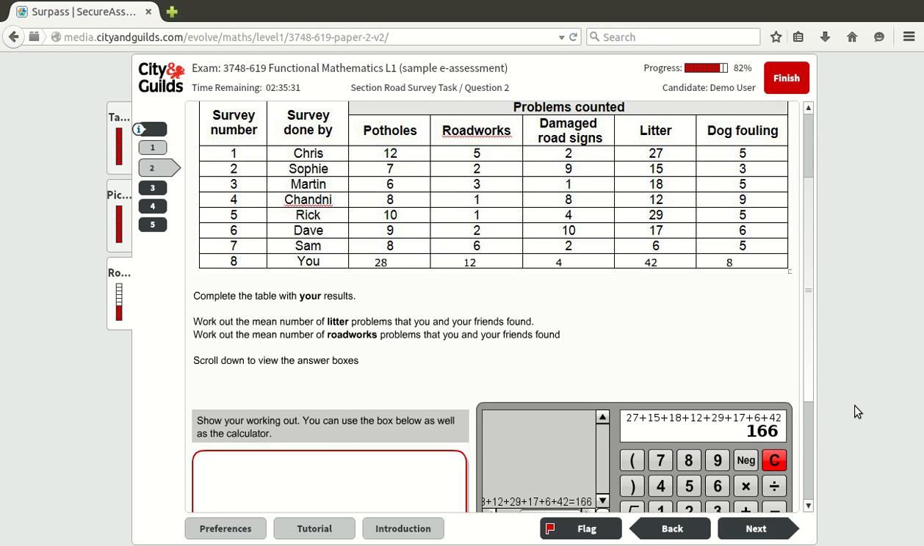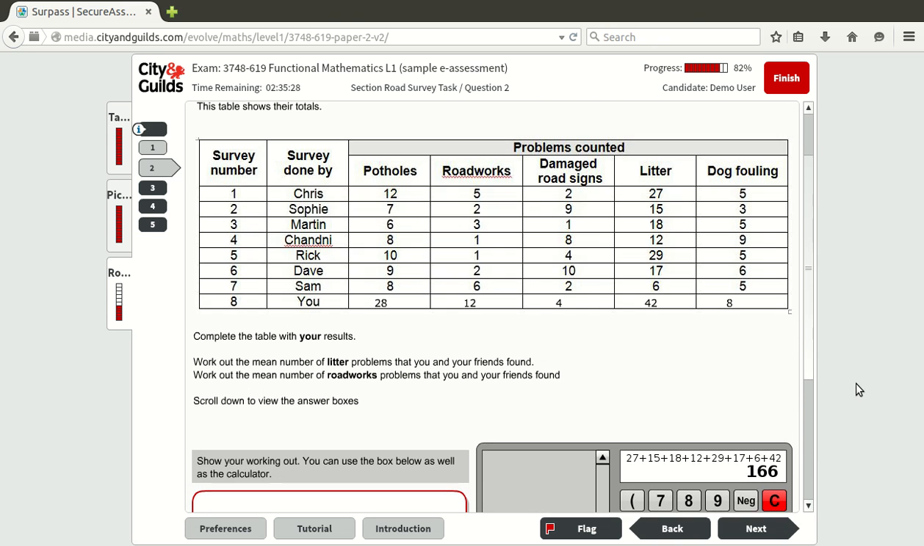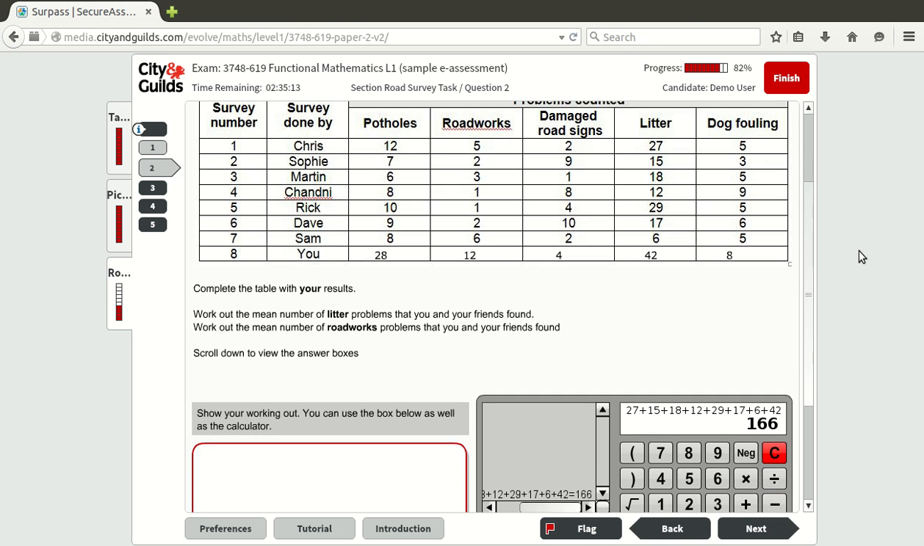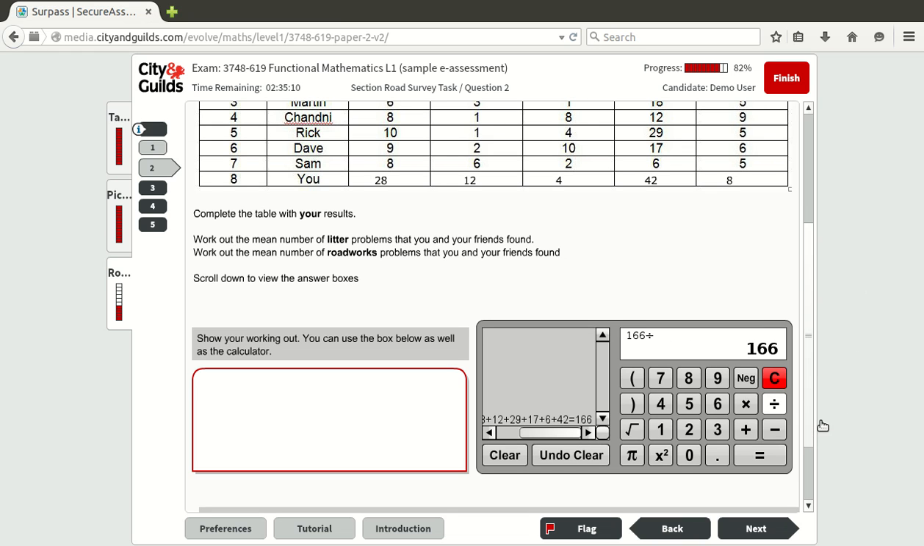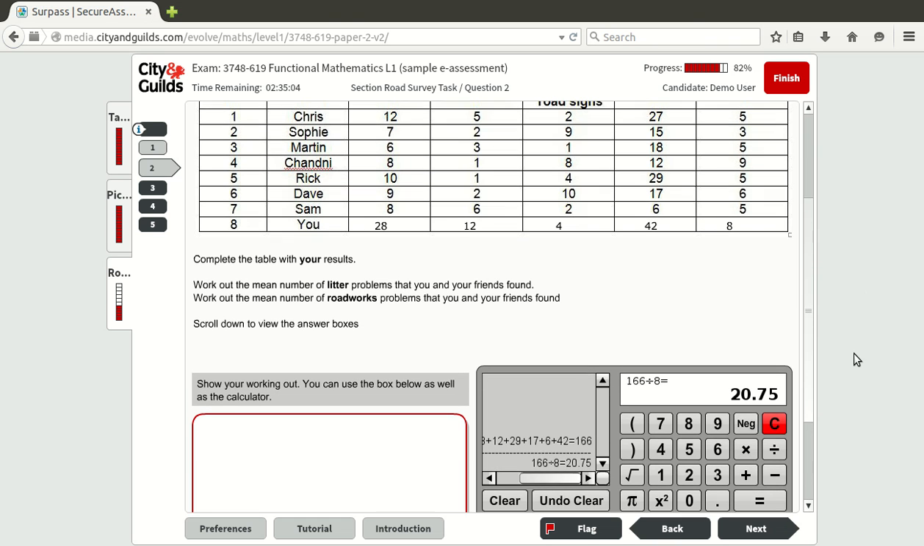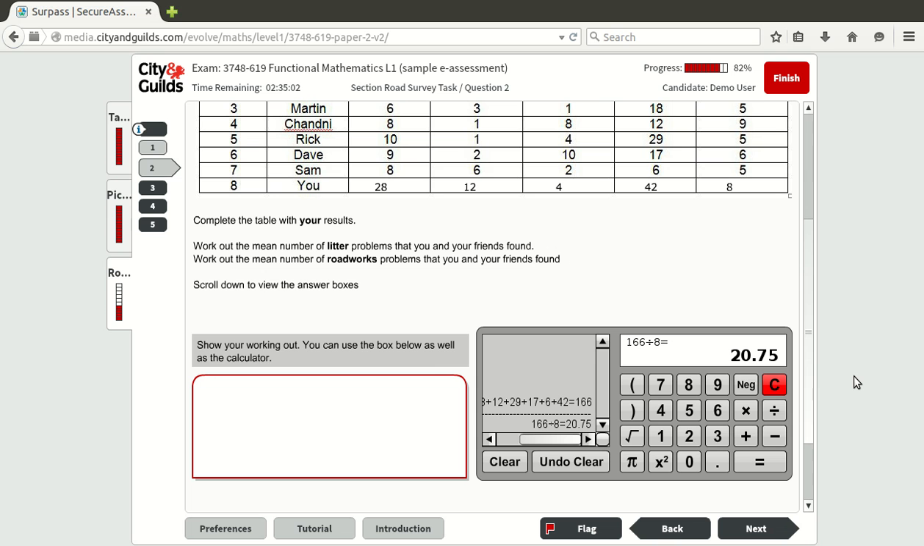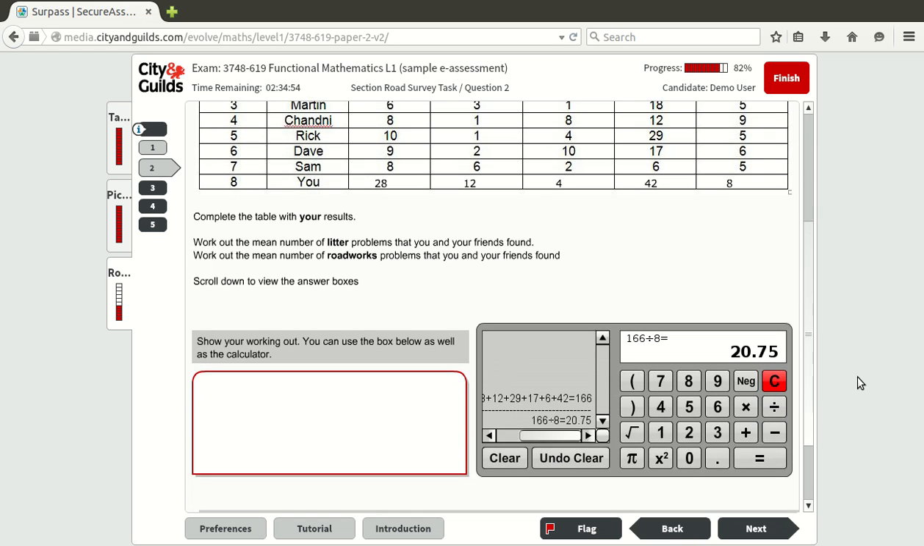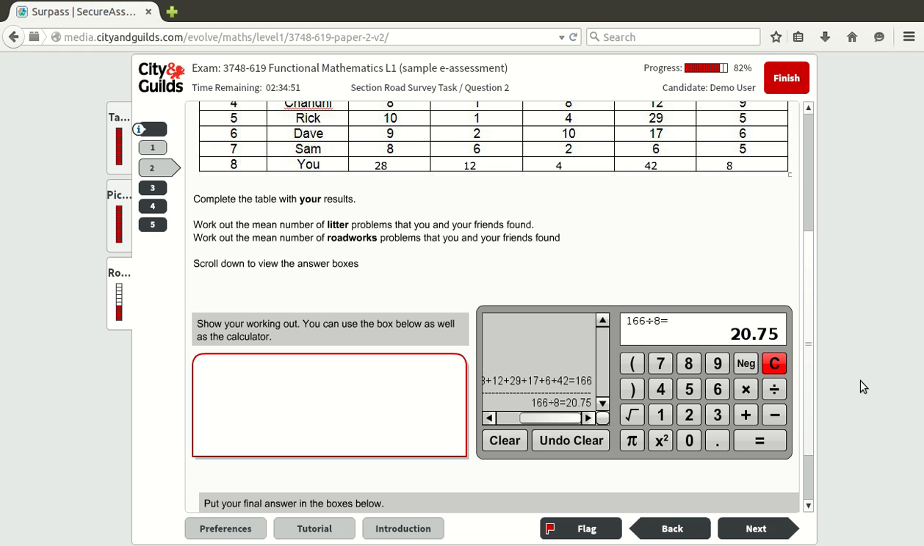166. Now we need to divide this by the number of people who did the survey, and we have here 8 people. 8 people here doing the survey, so it's 166 divided by 8. So our mean for the litter problems is 20. Well, to the nearest whole number, it would be 21 maybe, yeah.